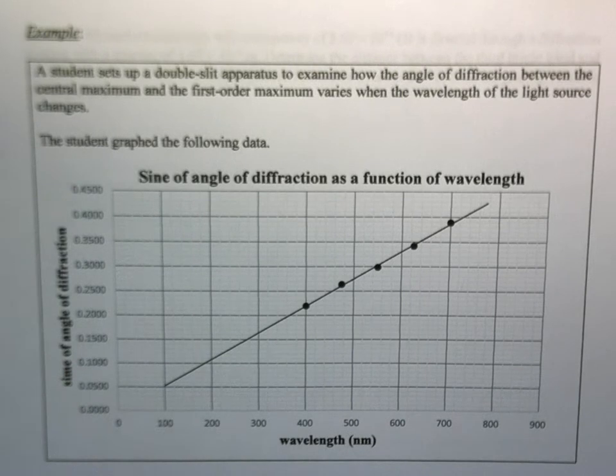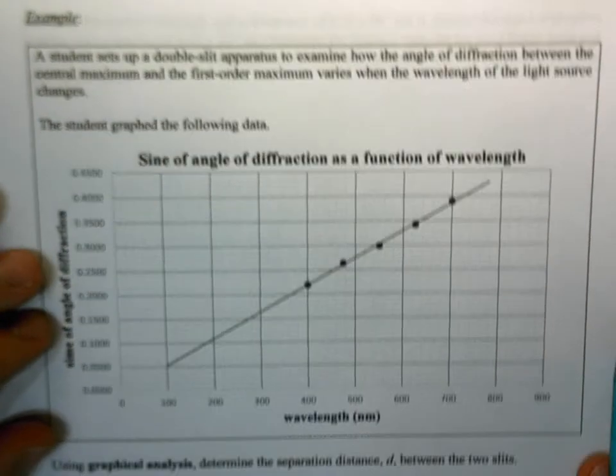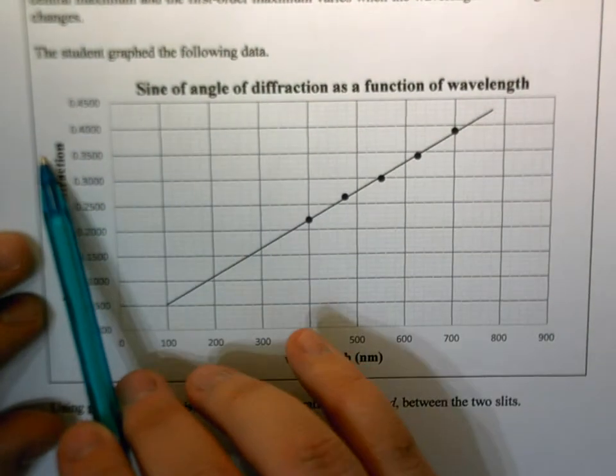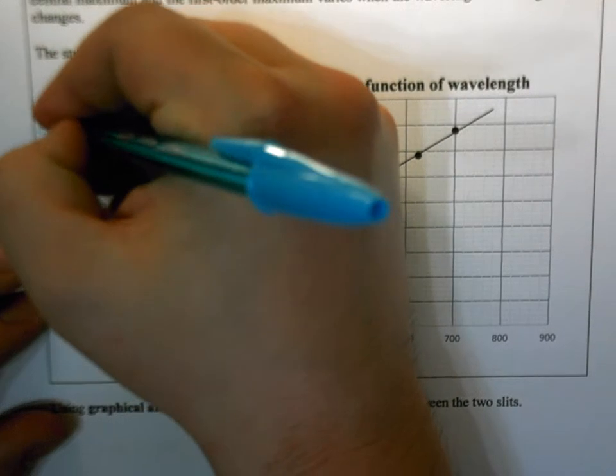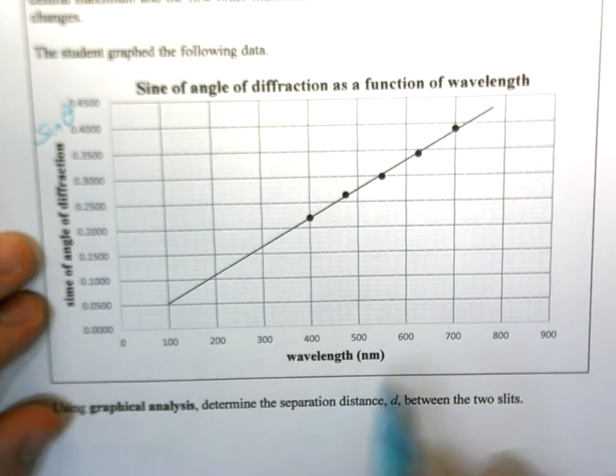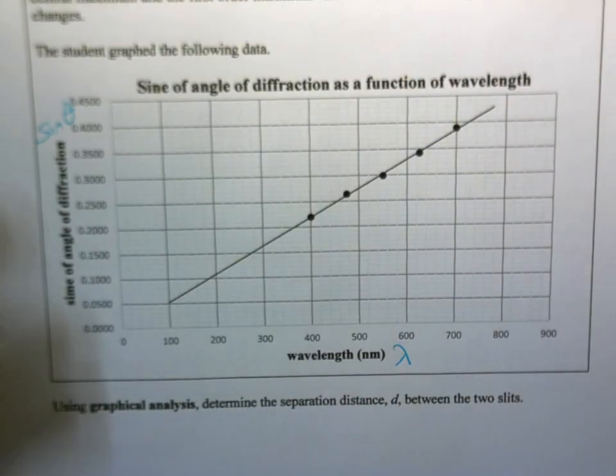So we have a student, they're going to set up a double slit apparatus to examine the angle of diffraction between the central maximum and the first order maximum. They're going to vary the wavelength of the light source. So let's look at what we have on our axes. We have sine of the angle of diffraction, so up here we're going to have sine of theta. And then down here we have, sorry, the wavelength.